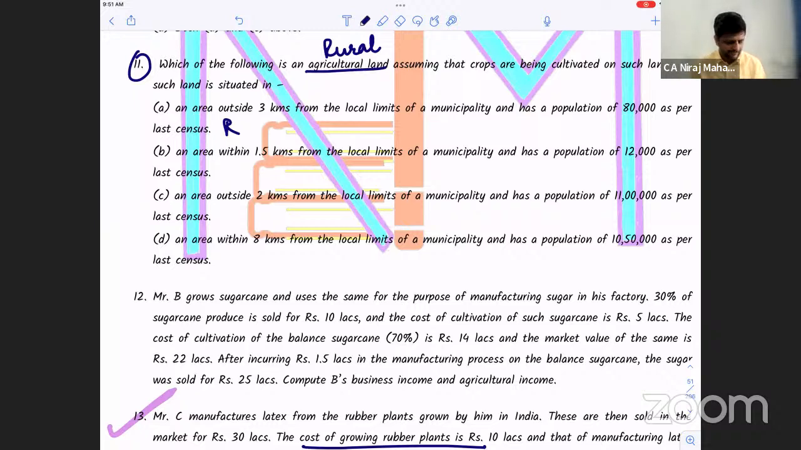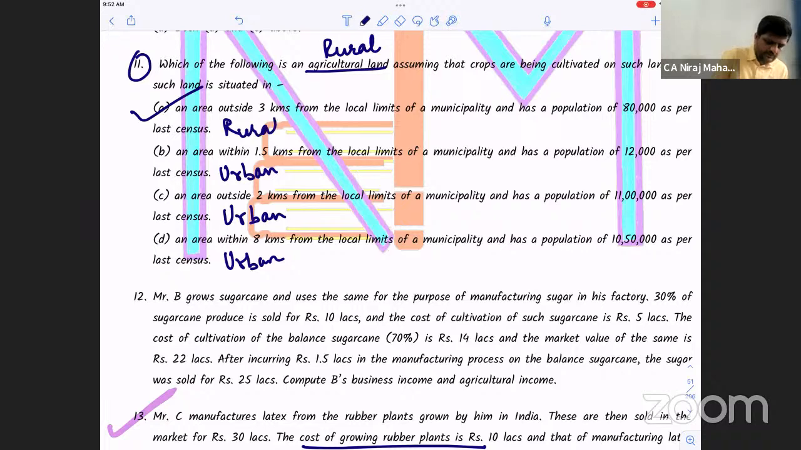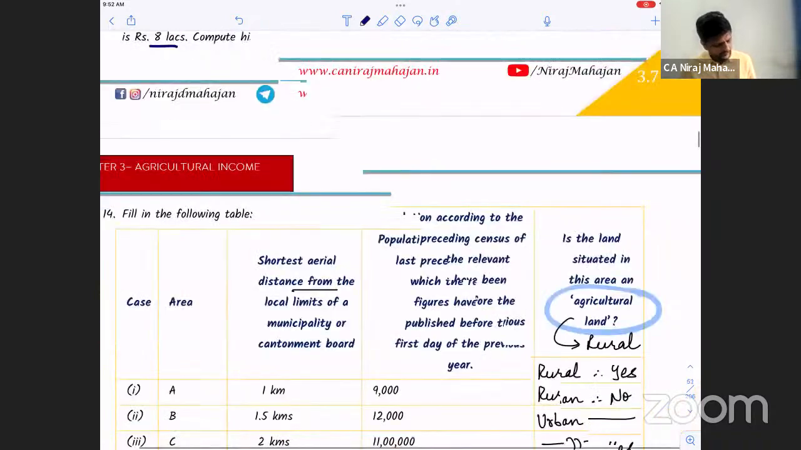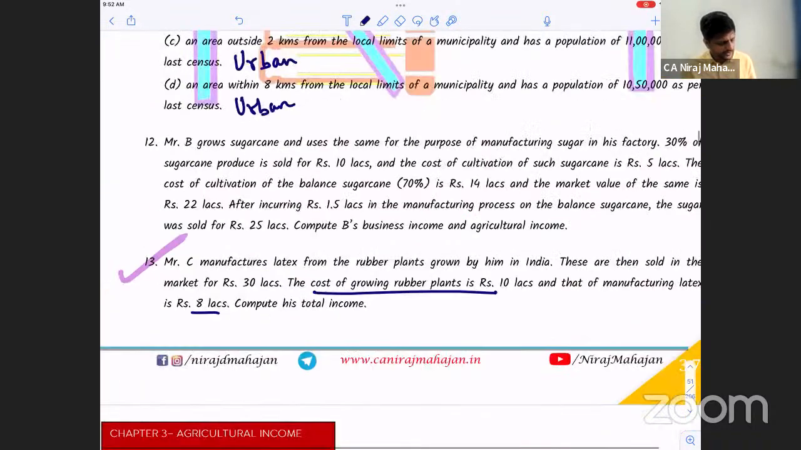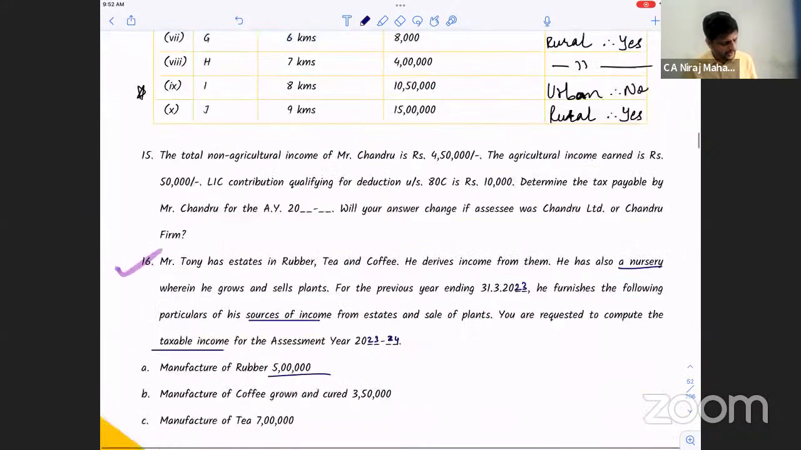Area within 1.5 kilometers and population 12,000, up to 2 kilometers, is urban. Outside 2 kilometers and has population of 11 lakhs: for 11 lakhs, you require how much? More than 8 kilometers. So that's also urban, and within 8 kilometers is also urban. So the answer is A is correct: outside 3 kilometers for 80,000. So for 11, the answer was A. Khushbu, all okay? Khushbu understood?